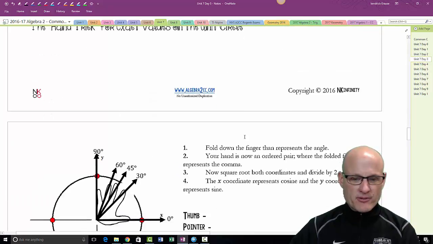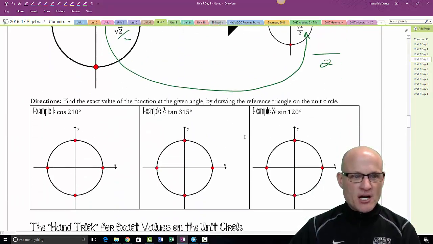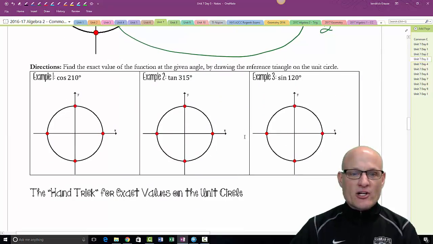Oh, it came up on the next page. Okay, it's called the hand trick. We'll get to it. All right, so find the exact value of the cosine function given by the angle drawn in the reference triangle below.